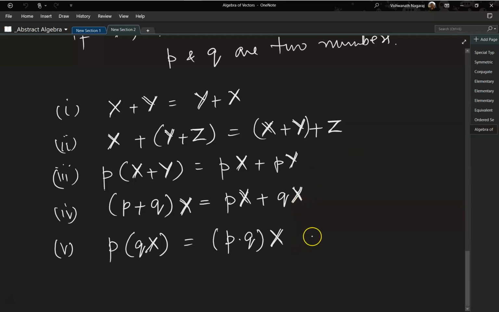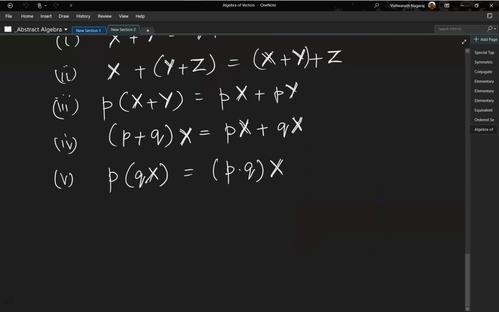Okay, so that is algebra of vectors. It's not a comprehensive one. It is what we need to know for us to continue with our abstract algebra course.